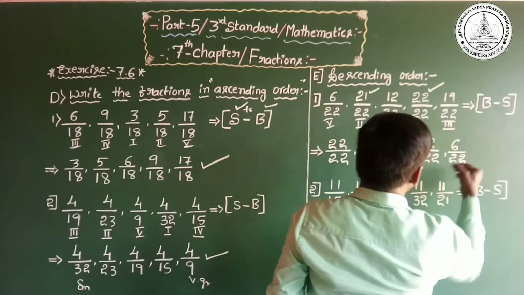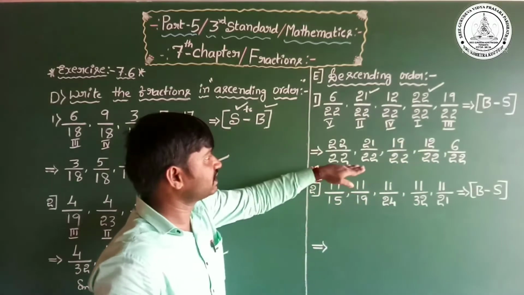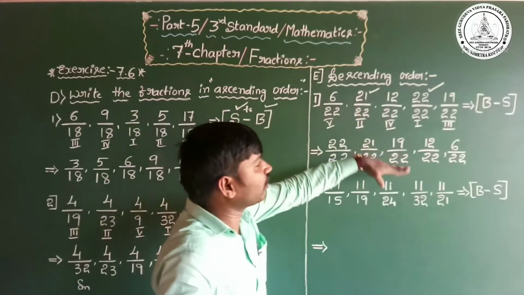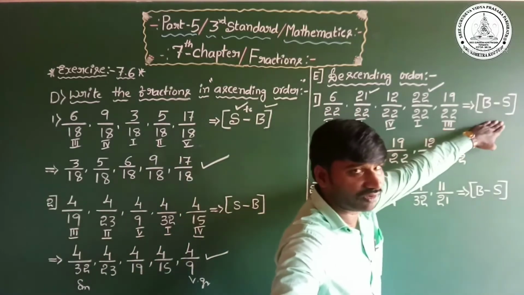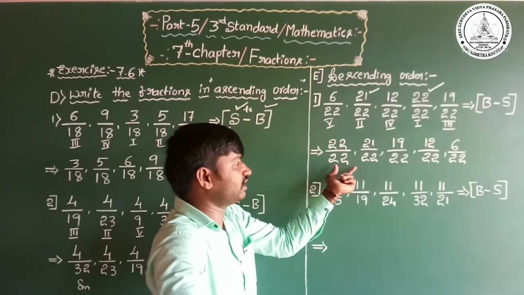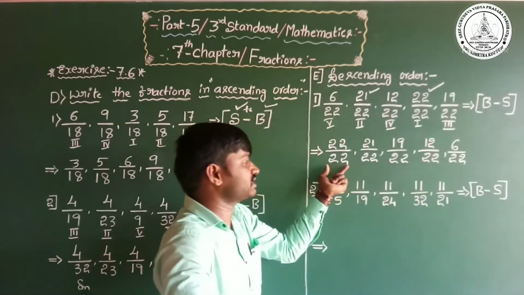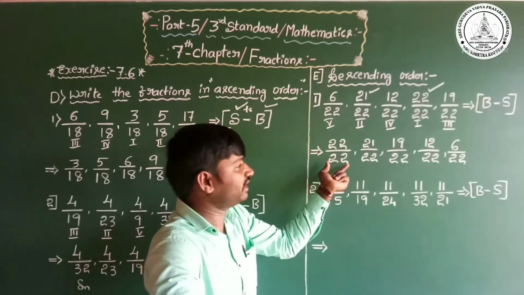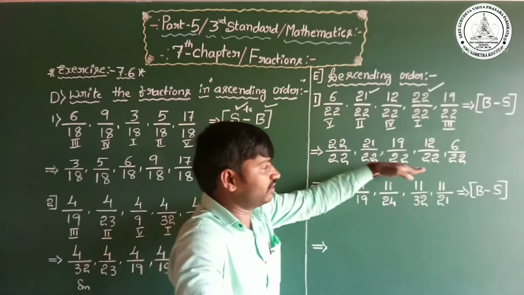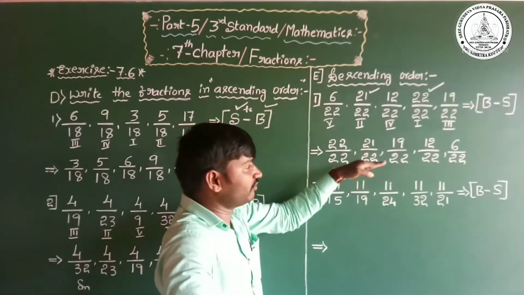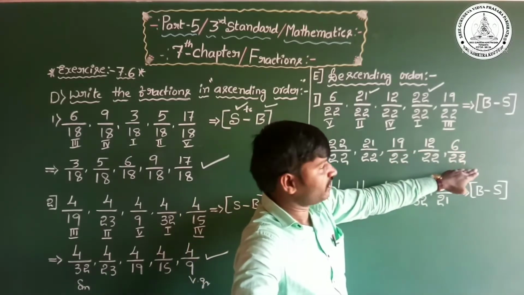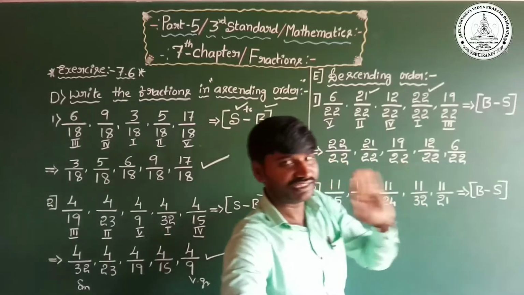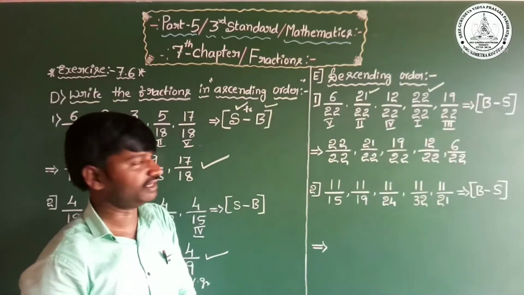Yes, dear student, this is the method of arranging fractions in descending order. That's the descending order method, bigger to smaller. Here 22 by 22, compared to the other fractions, is the biggest. So you take it first, then go downwards. Compared to it, 21 is smaller, 19 is smaller, 12 is smaller, 6 is smaller. This is arranging bigger to smaller. Are you clear, dear student?